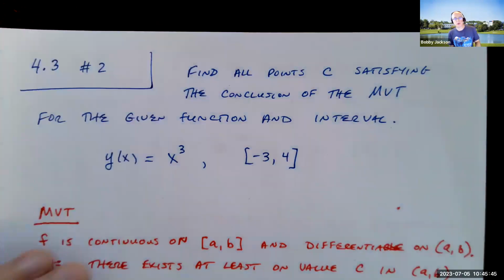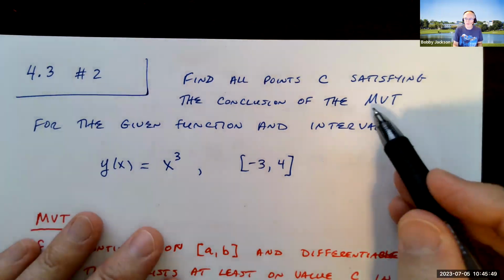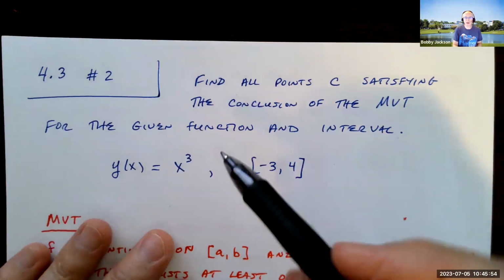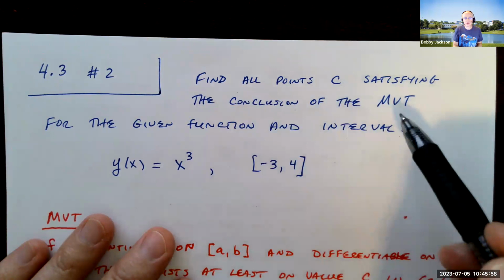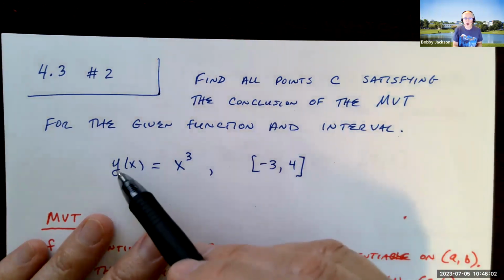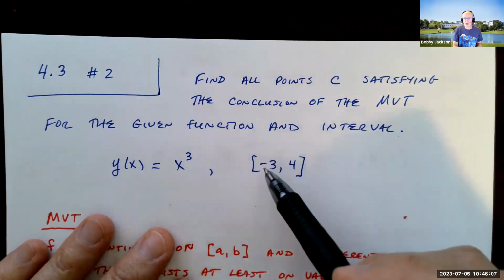Hey everyone, we're going to look at number 2 in section 4.3, and this is dealing with the MVT. What's that? That's the mean value theorem. That's what we started with in the lecture for this section. And we're going to find all points C satisfying the conclusion of this theorem, the mean value theorem, for the given function. The function's y as a function of x is x cubed, and this given interval is from -3 to 4.